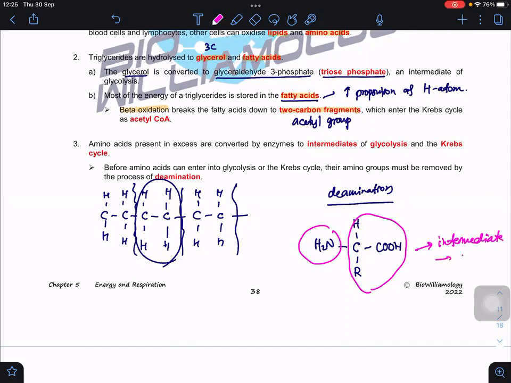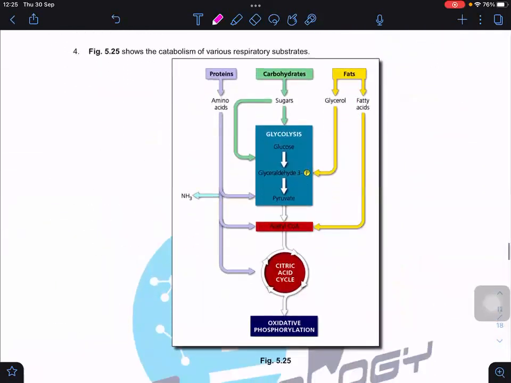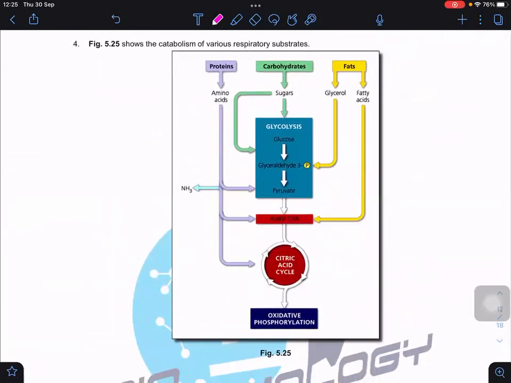Either intermediates in glycolysis or the Krebs cycle. So this is how we actually oxidize them. First we have to carry out deamination. After that, the remaining part is called keto acid. So these keto acids can be converted. It depends on what the R group is and everything. So they can be intermediates of glycolysis. They can be intermediates of the Krebs cycle. So this diagram summarizes the various respiratory substrates.